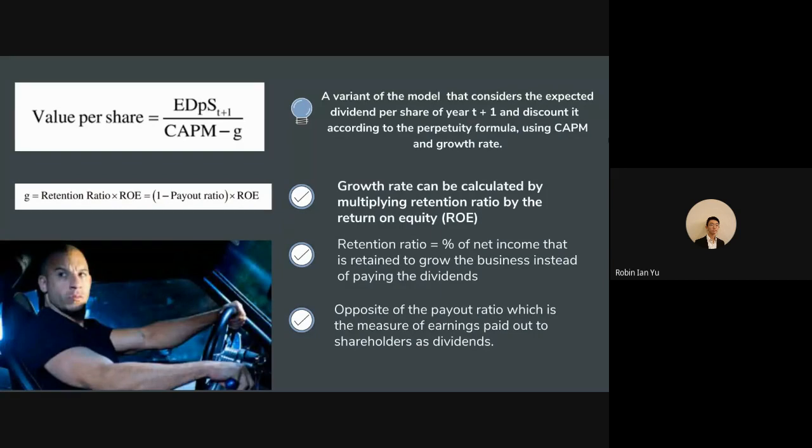A variant of the model discounts the expected dividend per share according to the perpetuity formula. The perpetuity formula refers to a stream of cash flow which continues indefinitely. In this equation, it is seen with the addition of the growth rate, which is deducted from the capital asset pricing model rate. The growth rate is calculated by multiplying the retention ratio by the return on equity. The retention ratio is the percentage of net income that is retained to grow the business, and this is often the opposite of the payout ratio, the earnings paid as dividends. So whatever was paid out as dividends is not used to grow the business. Next slide.